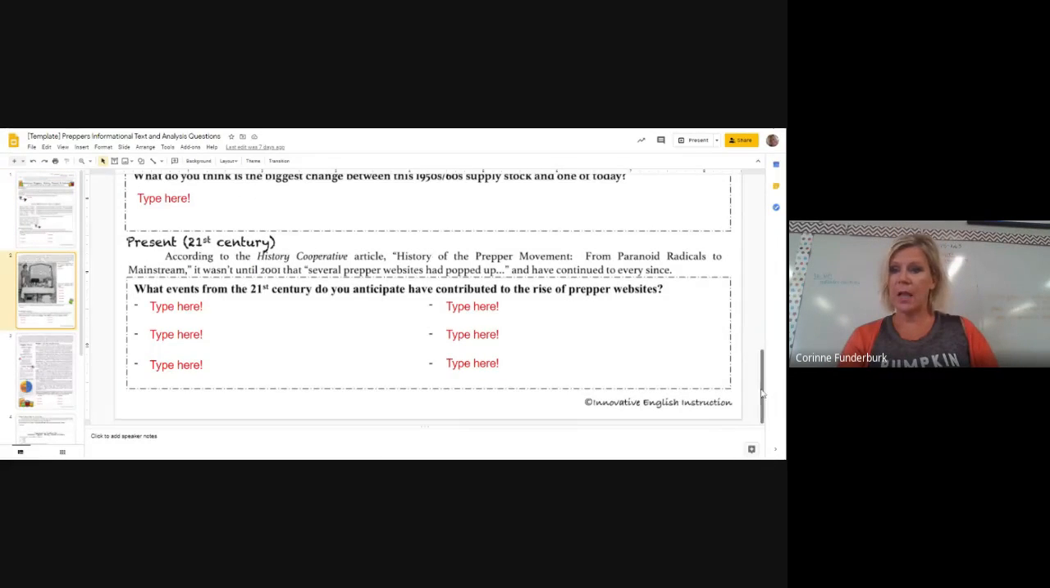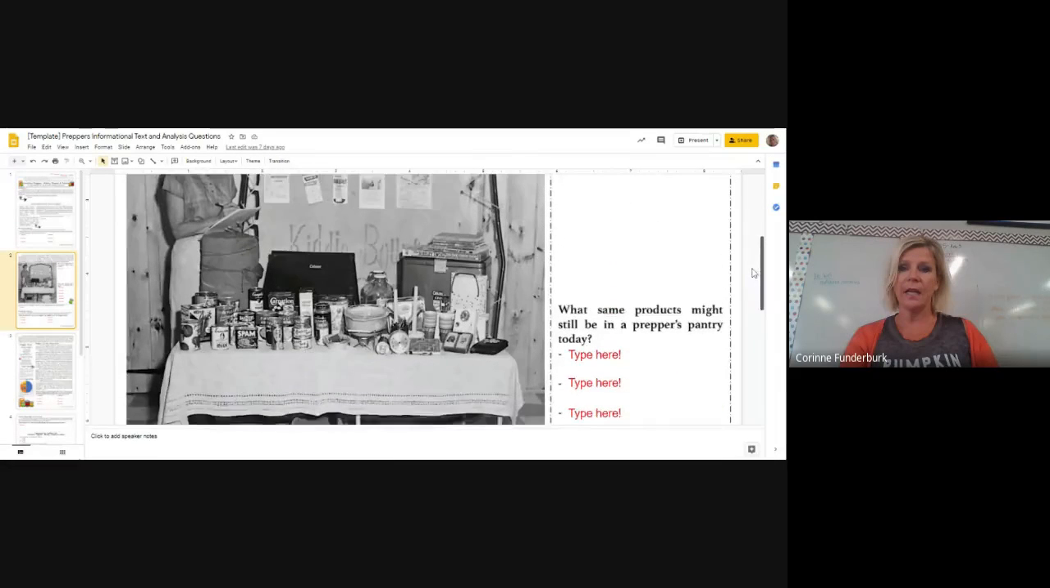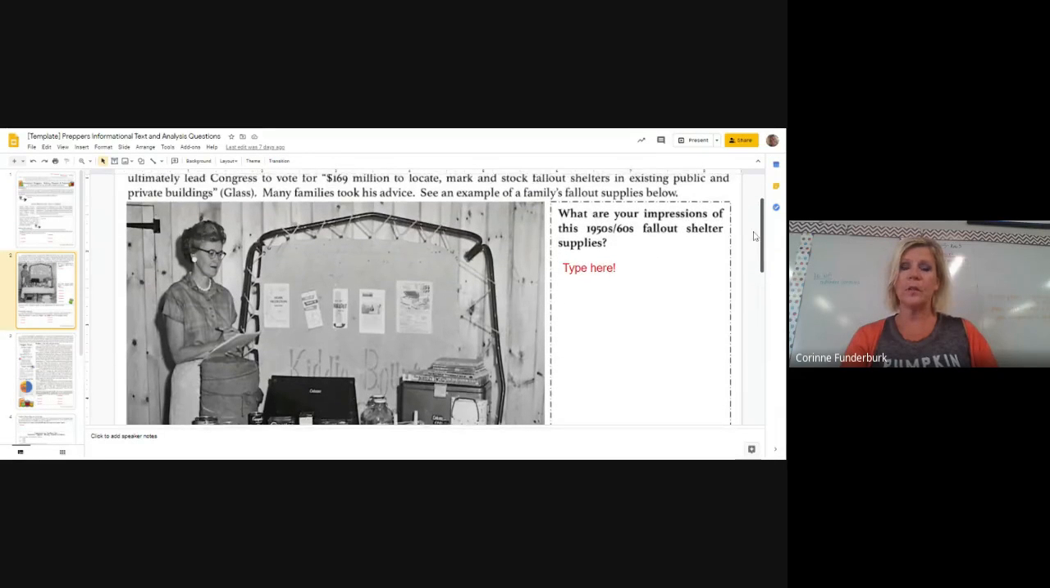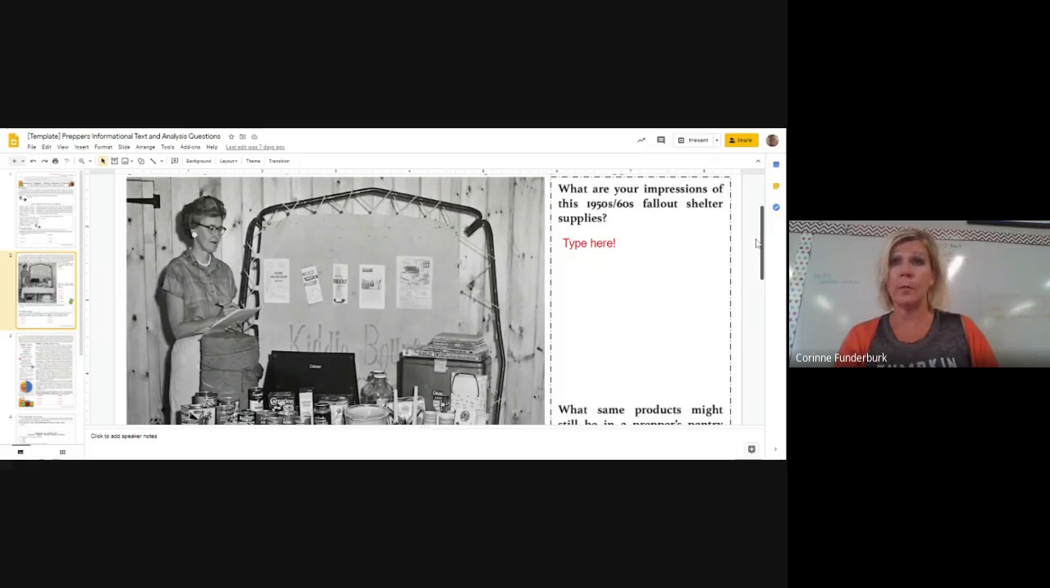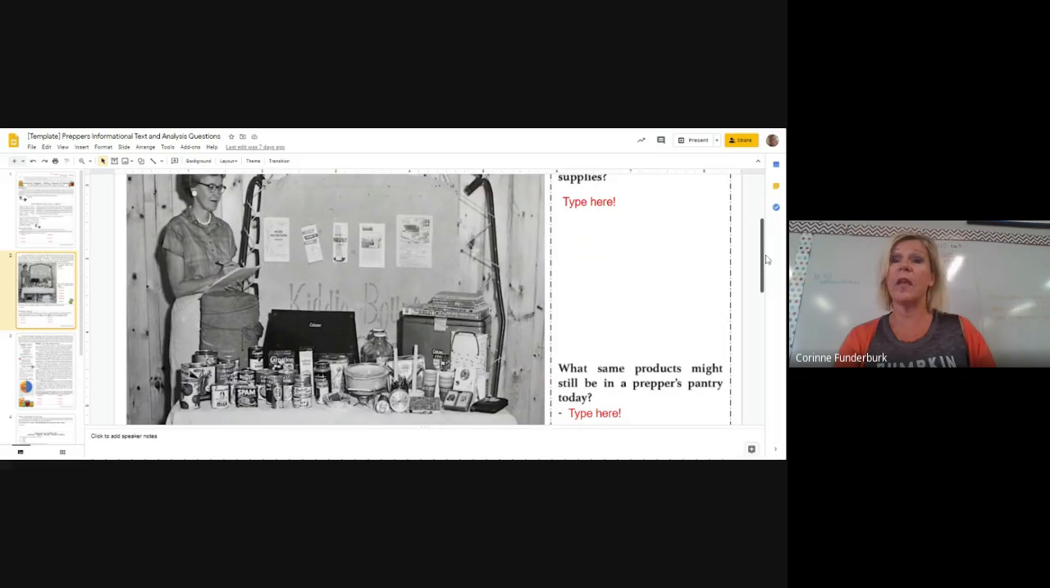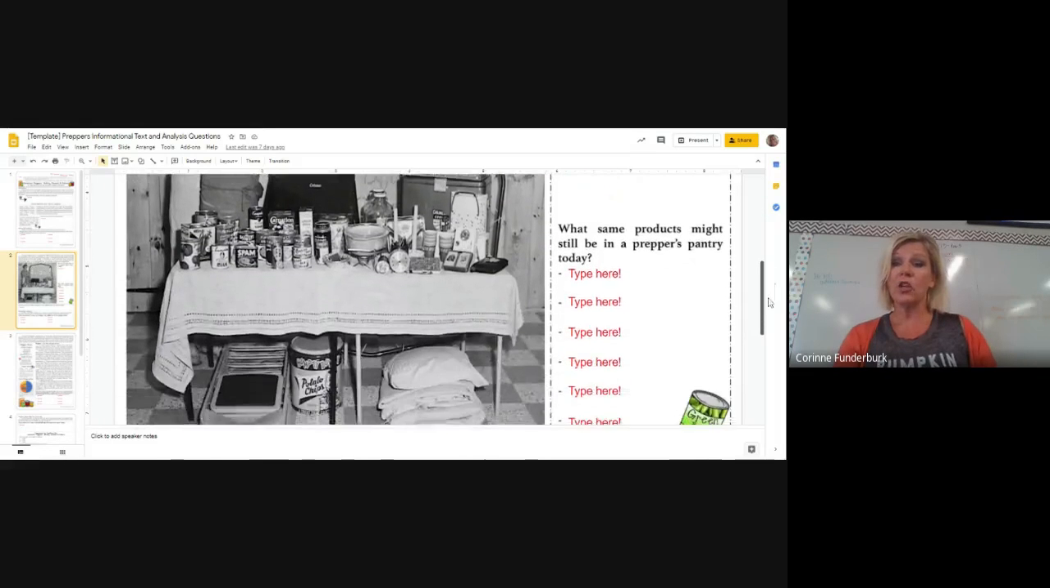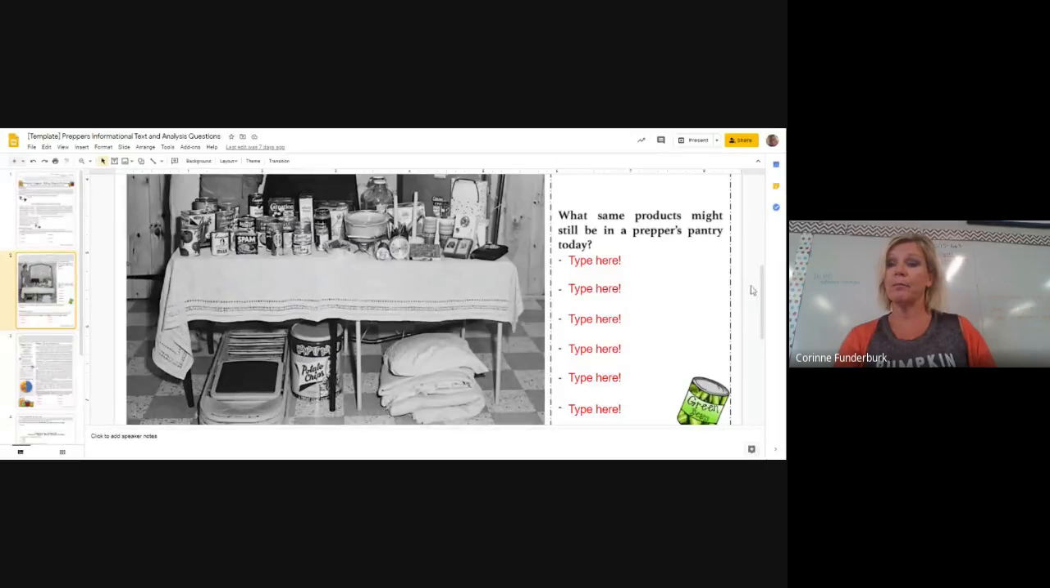There's something on the next slide. Same thing, some information kind of showing even a prepper right here. This is in the 50s, 60s. It's called a fallout shelter. That's what they used to do for like if an atom bomb or sometime a bomb attacked our country. Okay, so this shows kind of an actual picture of people actually doing that and what they used. Okay, so you're going to answer some questions here.